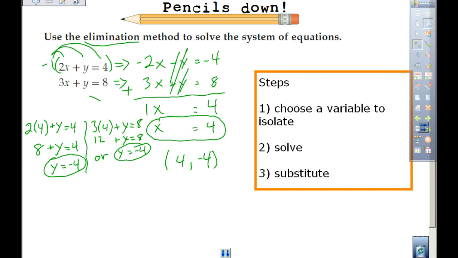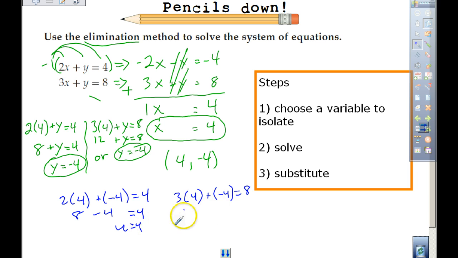Okay, and then of course do a check. Does 2 times 4 plus a negative 4 equal 4? And does 3 times 4 plus a negative 4 equal 8? Yeah, 8 minus 4 is 4, okay. And 12 minus 4 does equal 8, okay. Alright, so once again, notice how fast this check is. I mean, that's the fastest part of everything. That took maybe 20 seconds to do both of these.